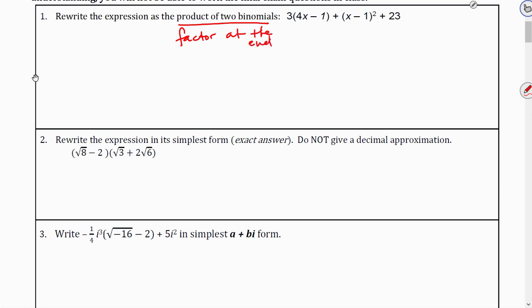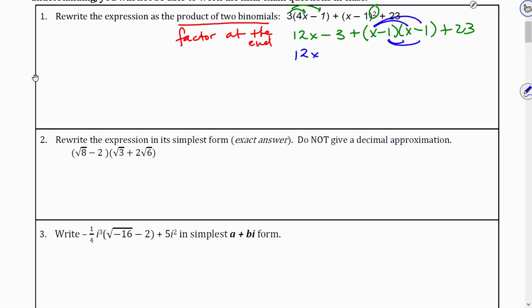Okay, so I'm first going to simplify this. So let's see here. I'm going to distribute the 3, and I have 12x minus 3 plus this x squared means times itself, and so that's x minus 1 times x minus 1 plus 23. Okay, the next thing I'll do is I'll expand or multiply and distribute these.